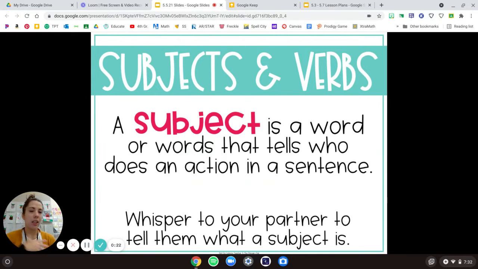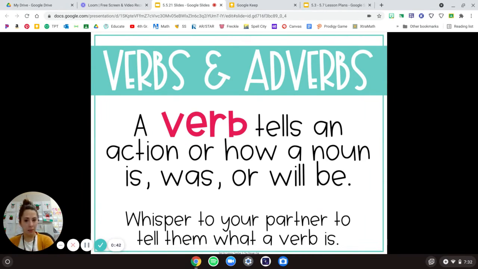Now remember that a subject is a word or words that tell who does an action in the sentence, right? It's who it's about, okay? So go ahead and whisper to me what a subject is. Awesome. Well, then a verb tells an action or how a noun is, was, or will be. It could be past, it could be present, it could be future. Whisper and tell me what a verb is.